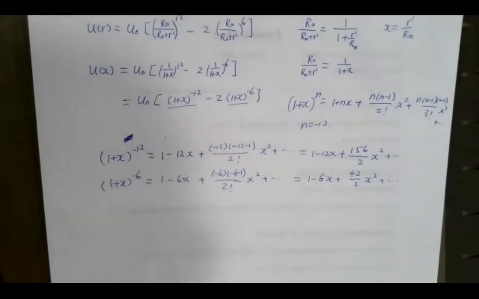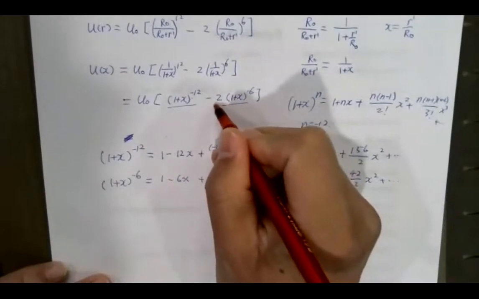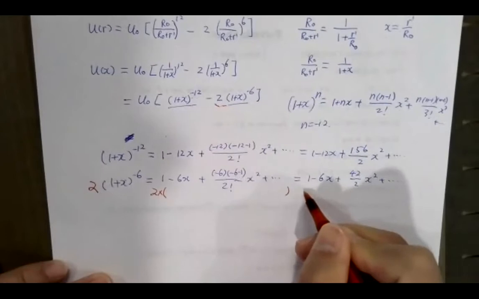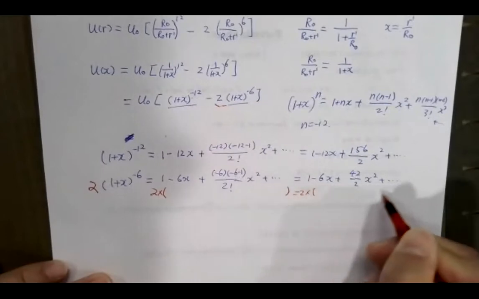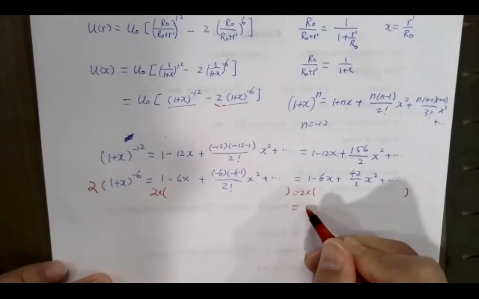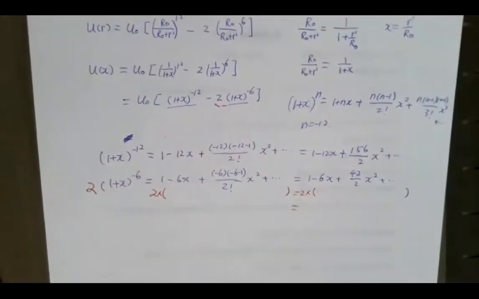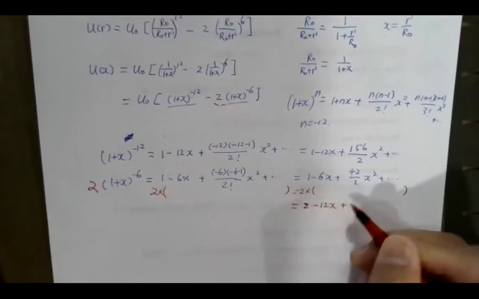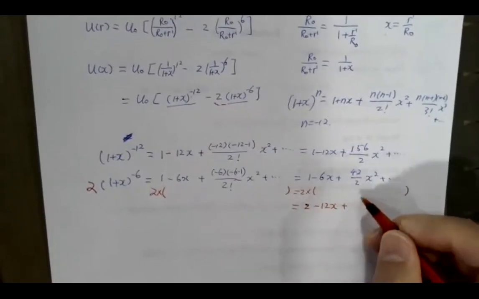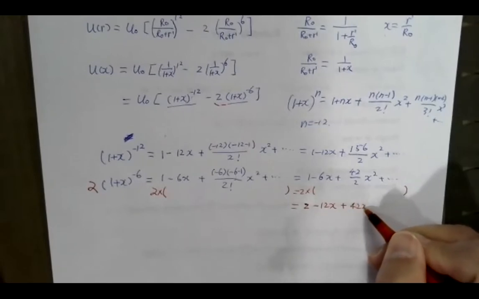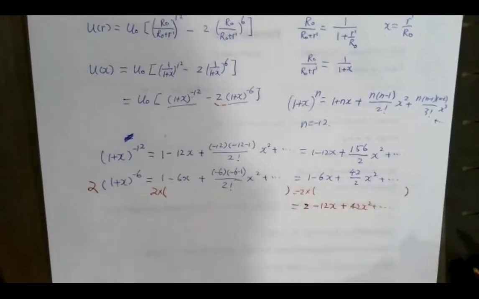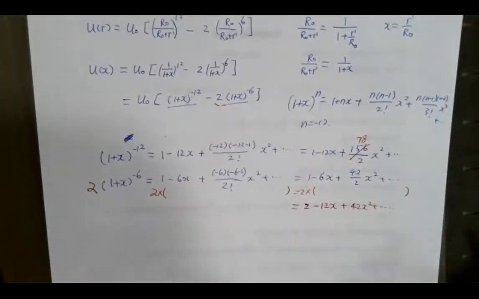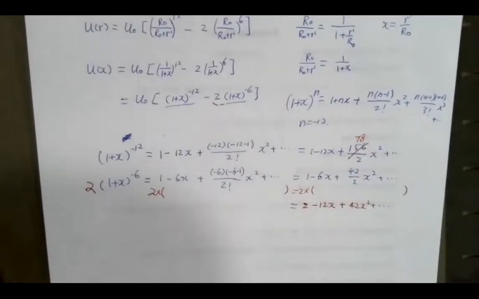And this term has a factor of 2 in front. So you can put 2 here, which means 2 multiplied by this equals 2 multiplied by all this. So then it becomes 2 minus 12x plus 42 x squared plus higher terms. This guy would be 78, 156 over 2 will be 78, all right?